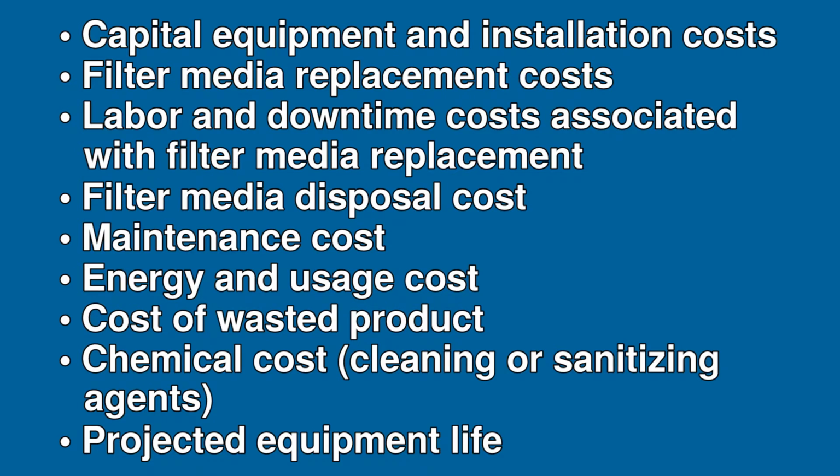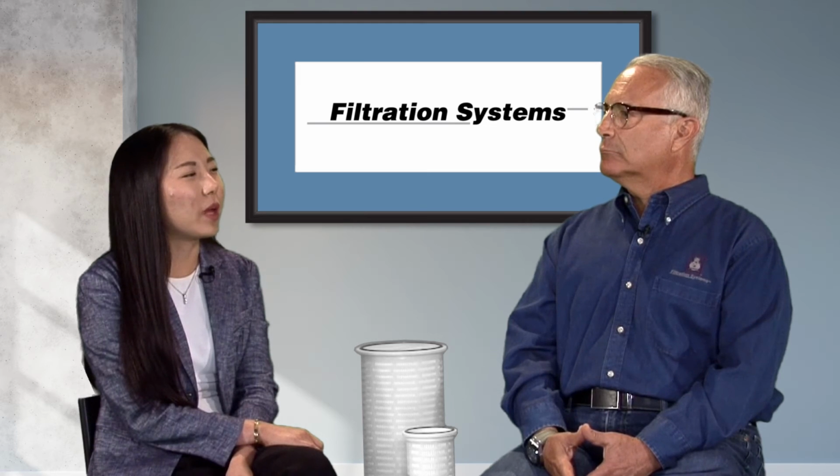For example, how can the total cost of filtration be affected? The total cost of filtration is determined by many components, to mention a few: capital equipment and installation costs, filter media disposal cost, cost of wasted product, and others. So with precise decision making, companies can save costs on filtration. Environment and sustainable objectives are another important element. Can you expand on them?